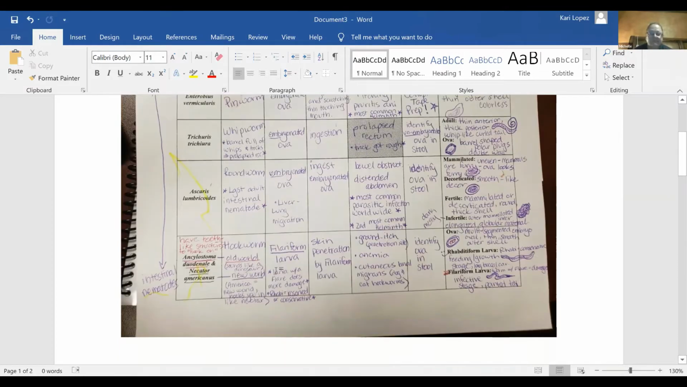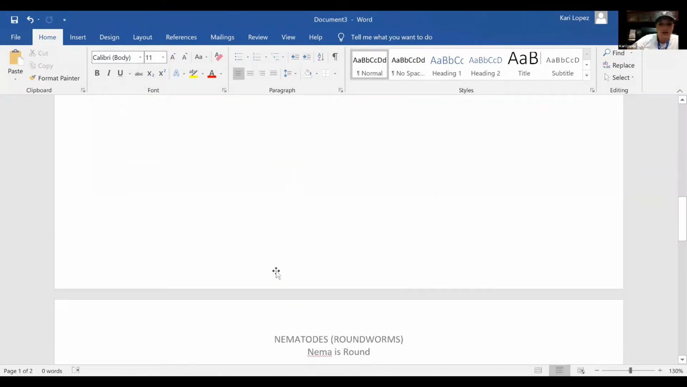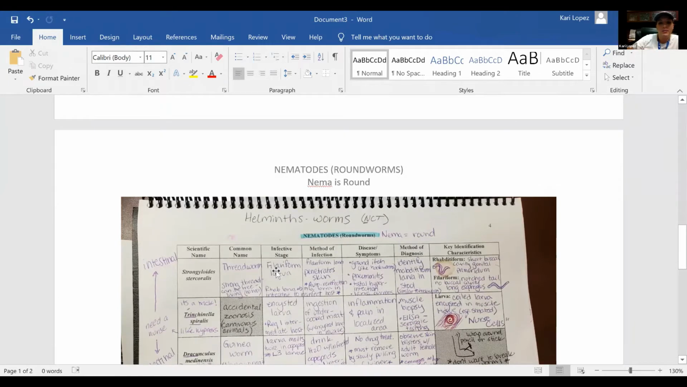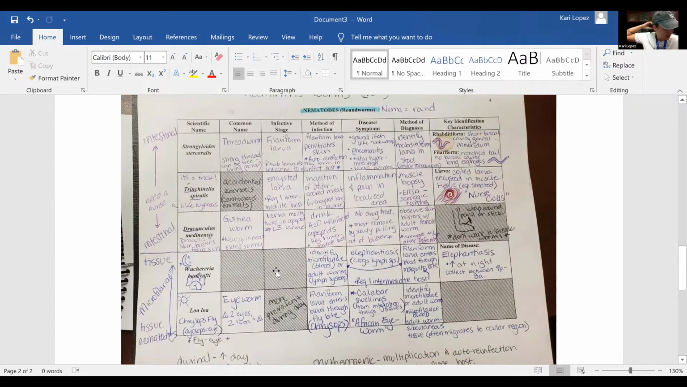I'm sure someone went to school long enough to know the exact names, but if you can tell what it is and attempt really hard to say it right, then I think you'll be good. Strongyloides stercoralis, Trichinella spiralis, and Dracunculus medinensis are all intestinal nematodes. And then you've got tissue nematodes, which are your Wuchereria bancrofti and your Loa loa. So they're all nematodes, but some of them are intestinal and some of them are tissue.